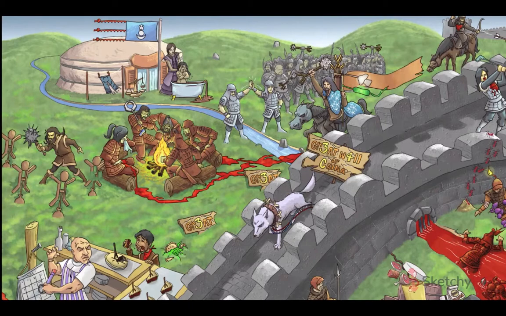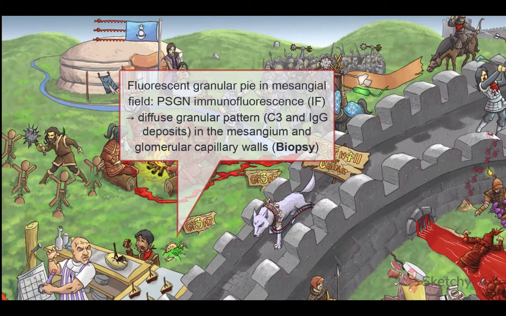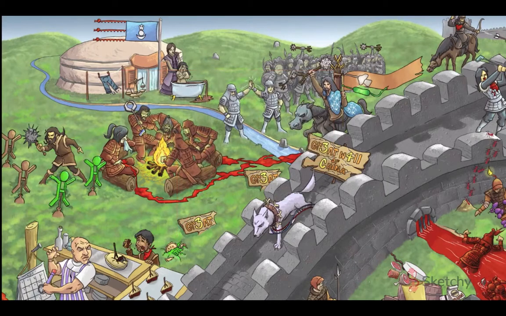Let's take a look under the microscope, shall we? In post-strep glomerulonephritis, immunofluorescence microscopy reveals a diffuse granular pattern within the mesangium and glomerular capillary walls due to deposits of C3 and IgG. So we added a granular, glowing green pie out in the mesangial field. The mesangium, remember, is the support tissue of the glomerulus that surrounds the capillaries.